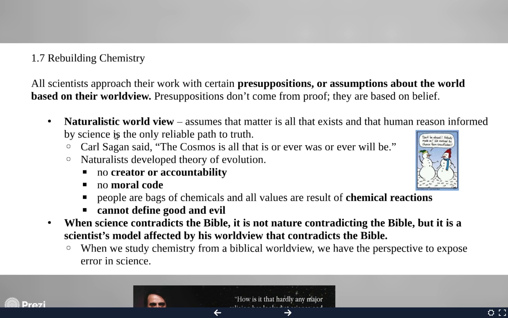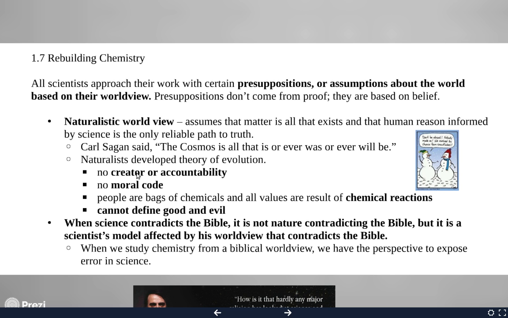So there's a naturalistic worldview that assumes that matter is all that exists, that human reason informed by science is the only reliable path to truth. This is Carl Sagan's worldview. I had to study this guy when I was in school. "The cosmos is all that is or ever was or ever will be." Well, I would say God is what was before and will always be. The cosmos is not something that will always be. God will always be. So he kind of makes the cosmos his God.